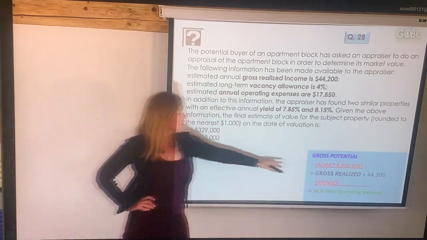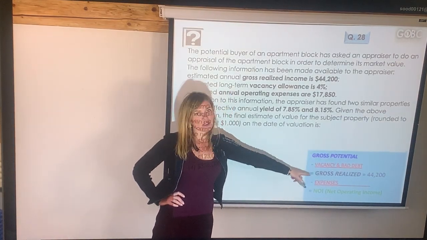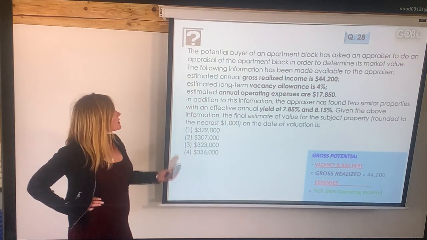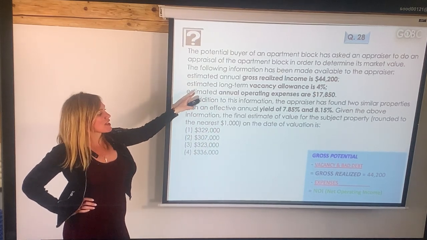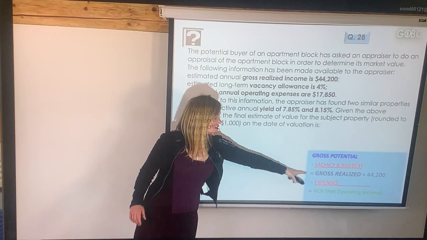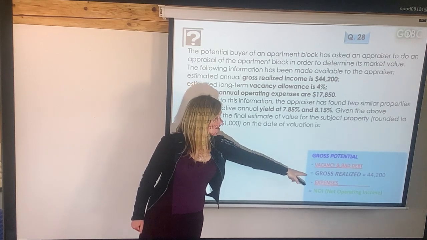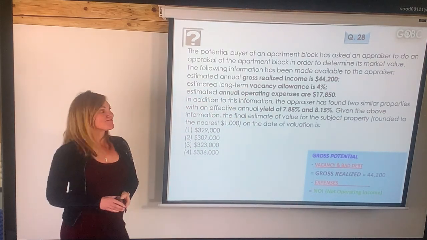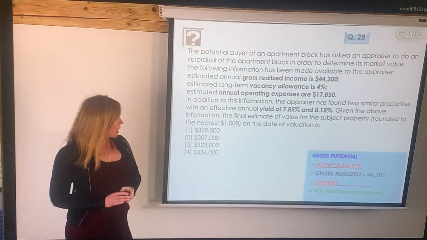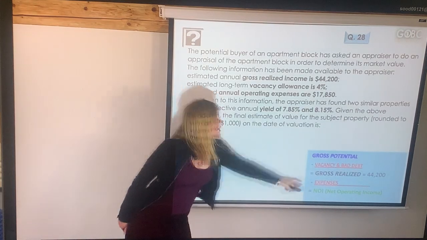So we have the gross realized income. Do you see how this gives the potential? Watch out. That means we don't need the vacancy and bad debts. This says long-term vacancy allowance is 4%. So look at the formula. Do we need to use the vacancy still? If you had potential, then yes, you would use the vacancy. But because you already have gross realized, they gave you that information to confuse you. No need for that. Estimated annual operating expenses, now we need that, is $17,850.